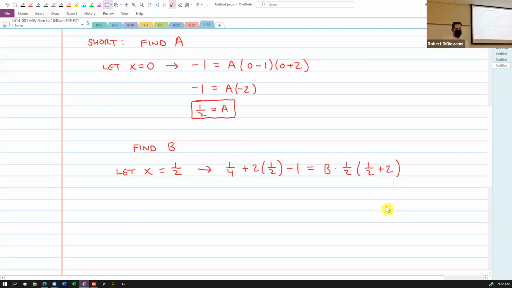I think some nice things happen on the left side. Y'all see that? Half of 2 is 1, and that kills off right there. So we just have a fourth on the left side equals, okay, let me see here. We have 2 plus a half, 5 halves. 5 halves times a half. Is that 5 fourths? Okay. So 5 over 4b.